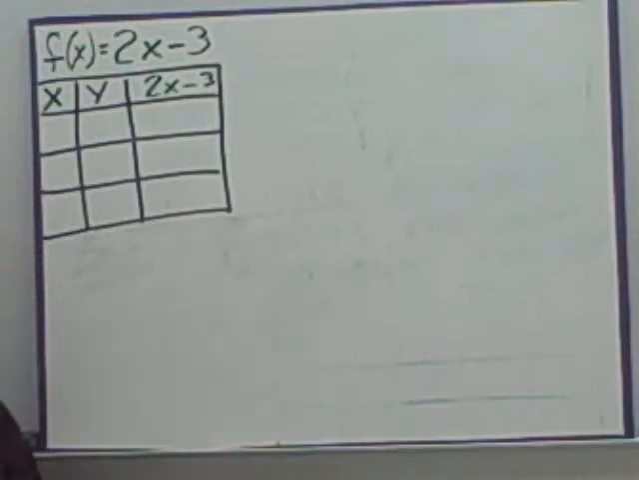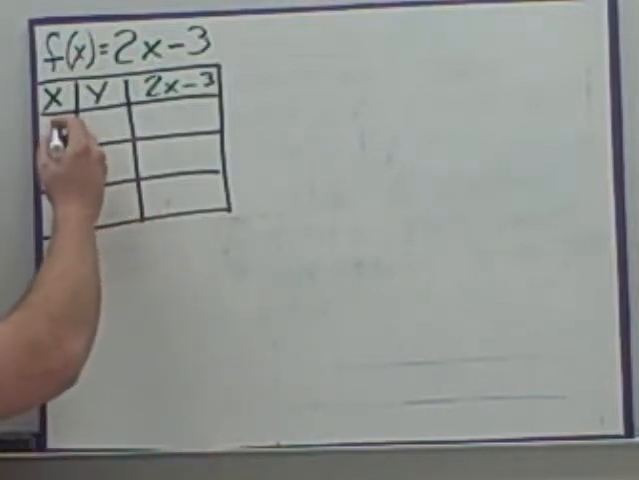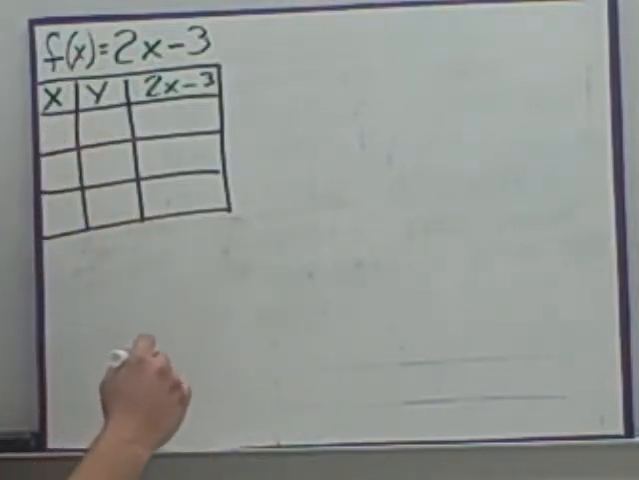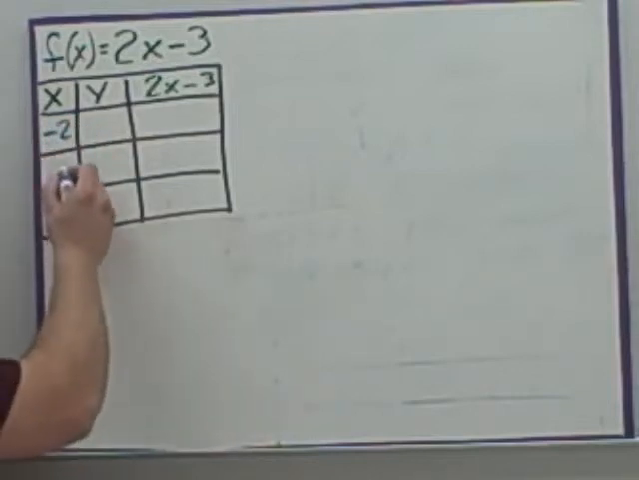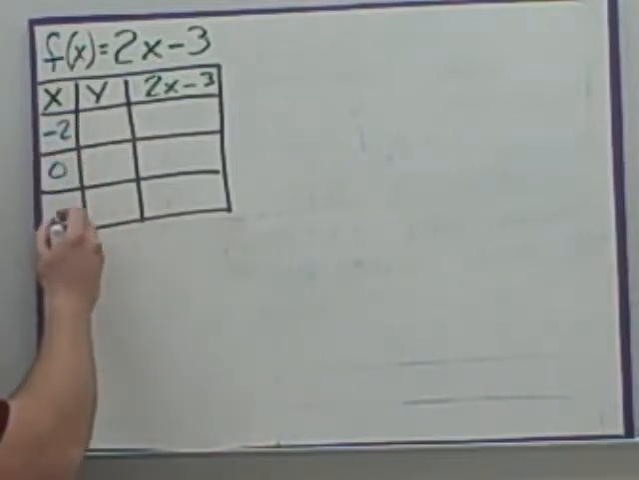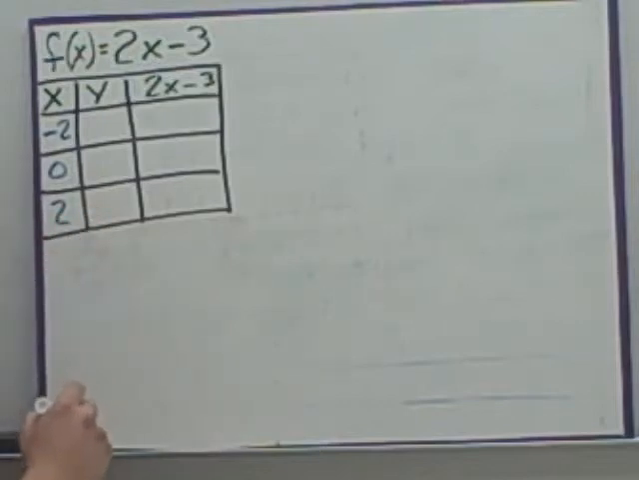You get to choose your values of x, and as I said, you need to have a minimum of 3, so we're going to be putting in a negative value, because we always have to have a negative value. Let's say negative 2. 0 is easy to work with, and positive 2.